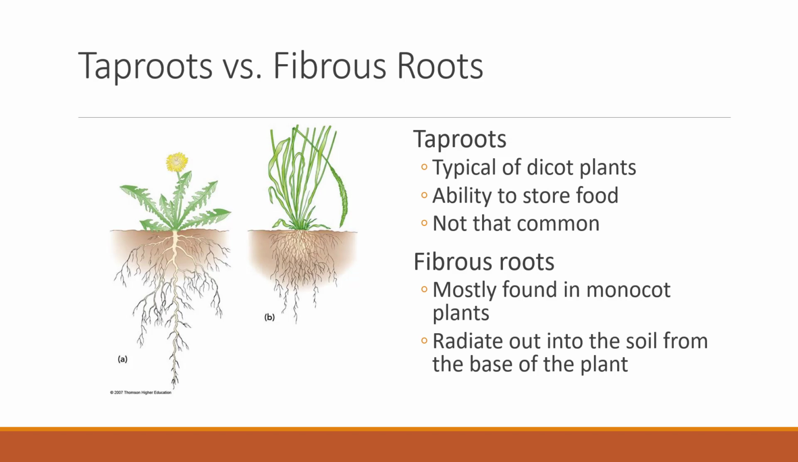So taproots, typical of dicot plants, have the ability to store food, but a lot of people think there's like this one big taproot for trees, and it's really not that common. Most of your roots are going to be in the top portion of the soil. Fibrous roots are found mostly on monocot plants. However, you will see this in annual plants that are dicots. They radiate out into the soil from the base of the plant.